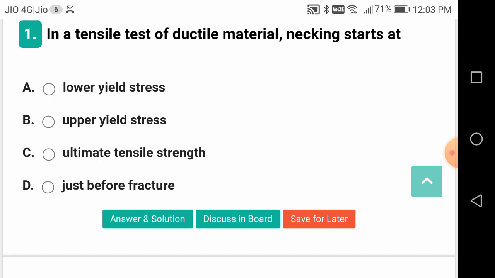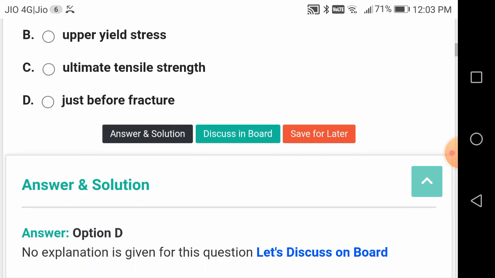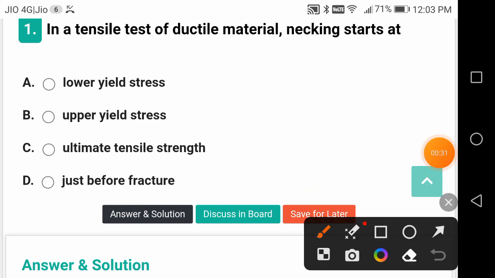In a tensile test of ductile material, necking starts at which place? It is just before fracture.